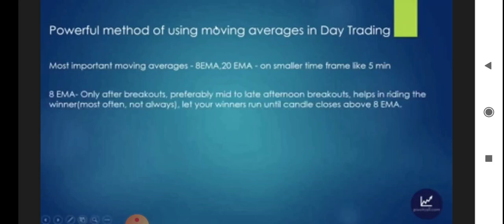I prefer 8 EMA for breakout trades, preferably mid to late afternoon. It helps in riding the winners most of the time. So that is why they say let your winners run and make profits big. You should let your winners run until a candle closes above 8 EMA.